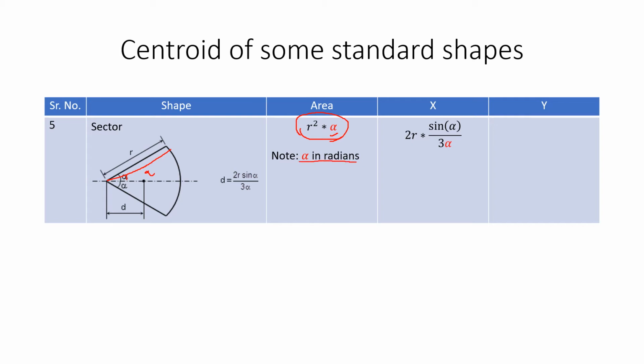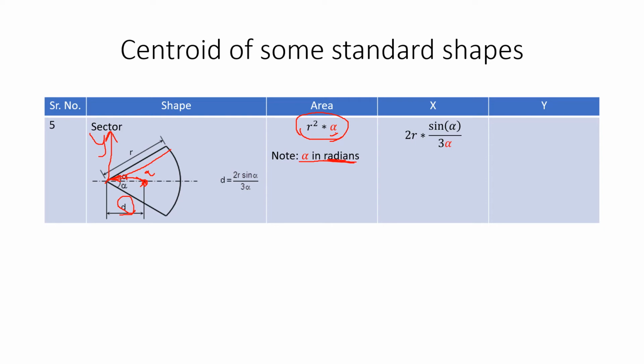When it is in black, you have to consider it in degrees. So area of sector is r square into alpha, where alpha is in radians. And next is its x bar. So basically, if I am assuming that its CG lies somewhere over here, and this is its centroidal y-axis, then the distance of CG from y-axis, which we have represented by d, is nothing but its x bar, that is the location of CG from y-axis.